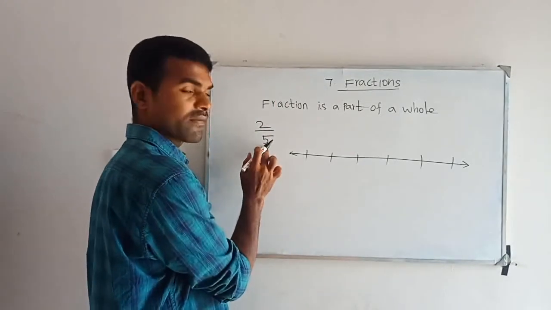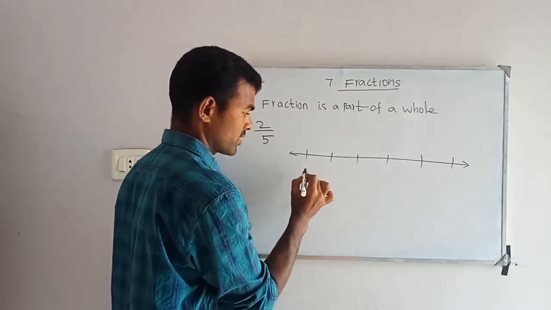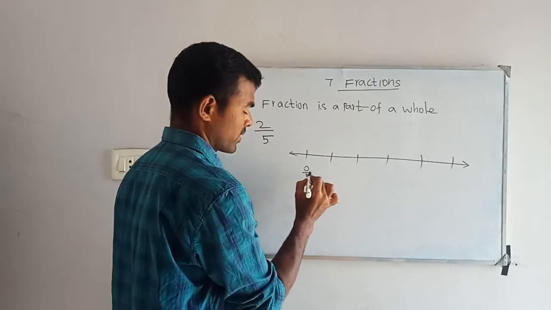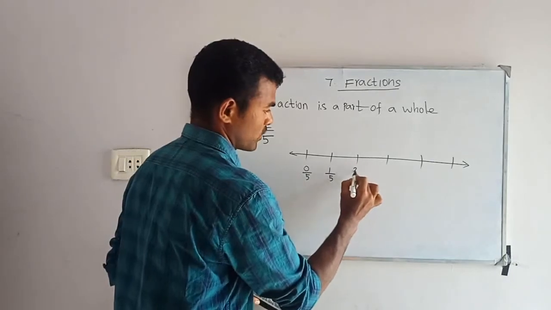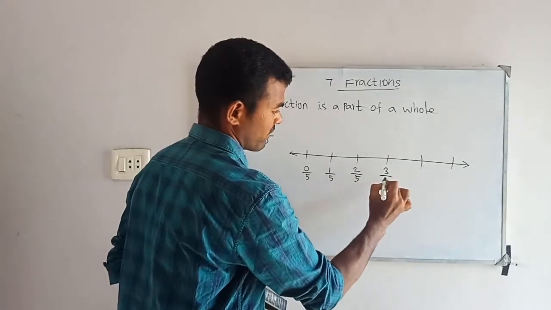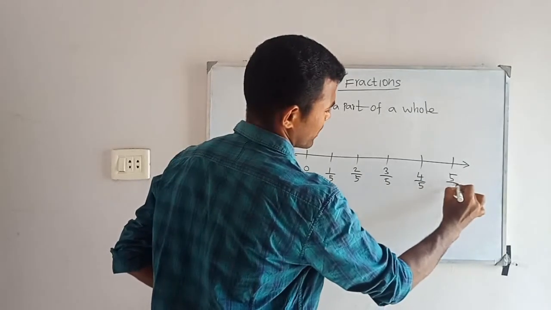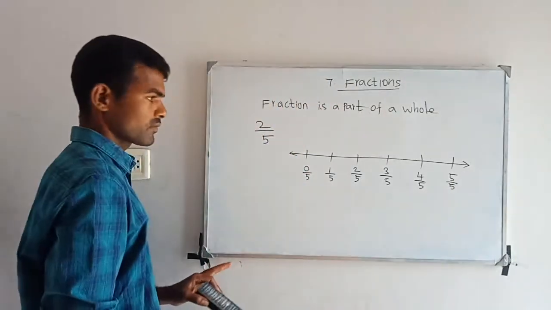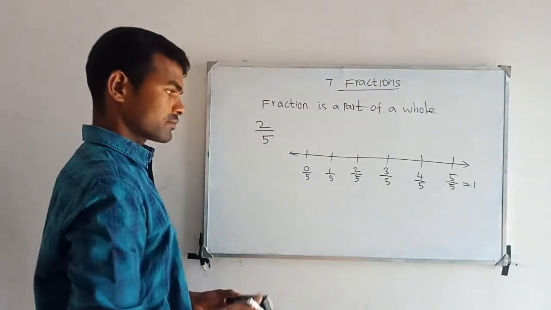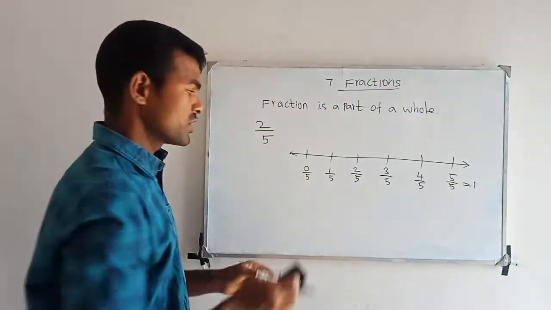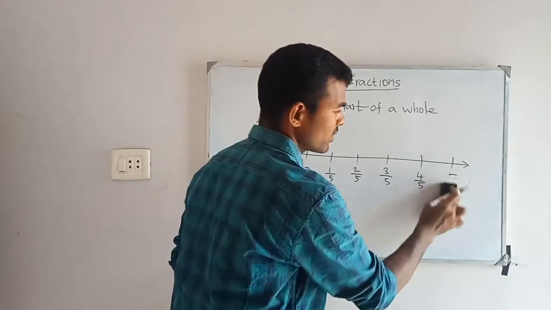What is the denominator here? 5. So the first is the 0 out of 5. Second is 1 out of 5. This is 2 out of 5. 3 by 5. 4 by 5. And this is 5 by 5. We can tell this 5 by 5 is equal to 1. 0 by 5 how much? 0. This is 0 and 5 by 5 equal to 1.